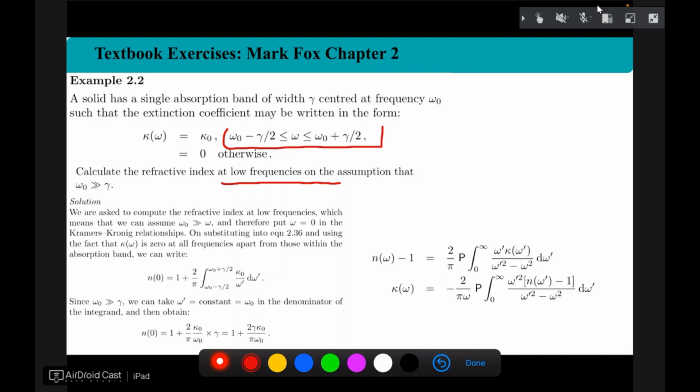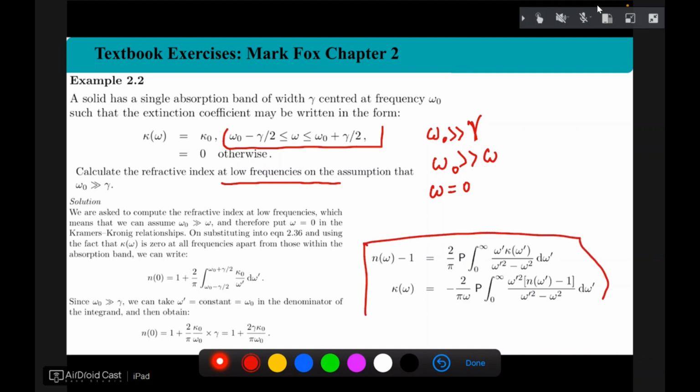So we are asked to compute the refractive index at low frequencies. If it is given that omega naught is very much greater than gamma, it also means that we can assume that omega naught is very much greater than omega. So we can substitute omega equal to 0 in the Kramers-Kronig relationship. These were the relationships: if we know the real part, then we can find out the imaginary part, and vice versa. So on substituting this, we had these two equations. These are the Kramers-Kronig relations.